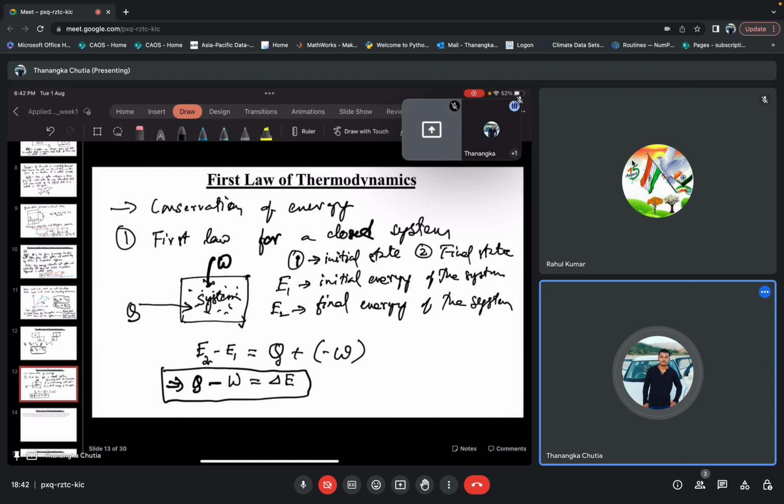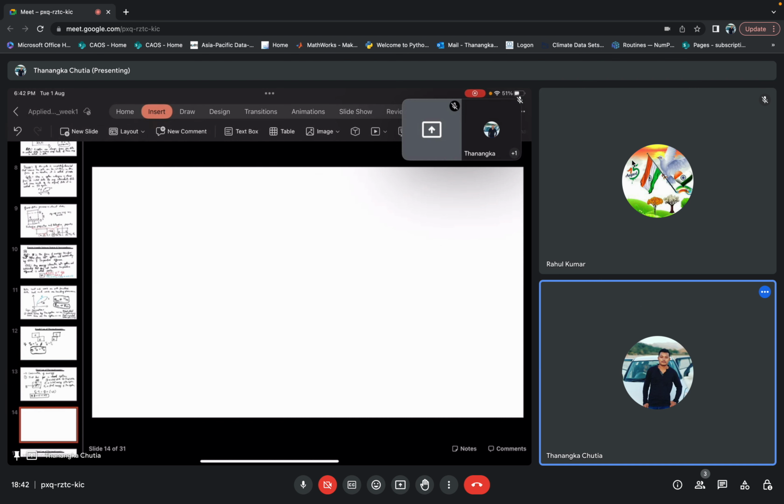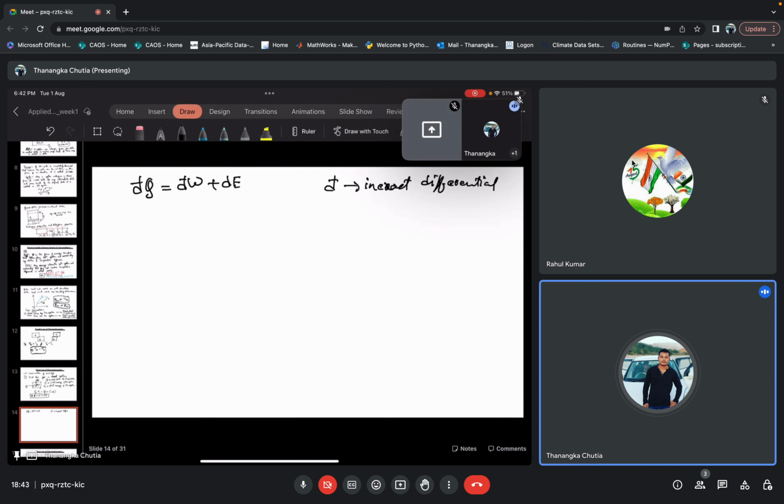Now in differential form we can write this as dq is equal to dw plus de. Now what does this d mean? This is basically an inexact differential. Why inexact? Because it is a path function, it does not depend on the points. So dq equals du plus dw.